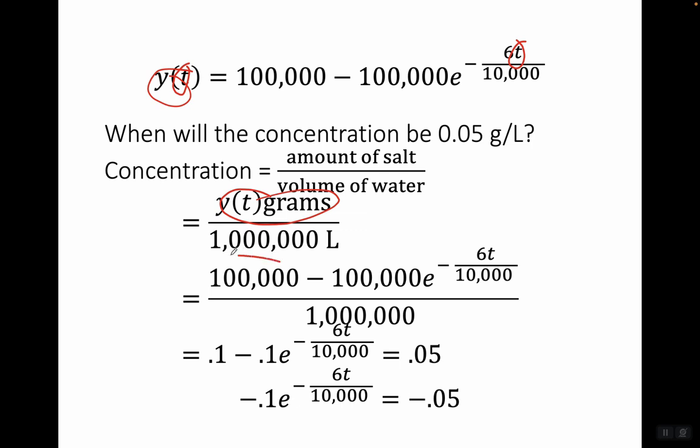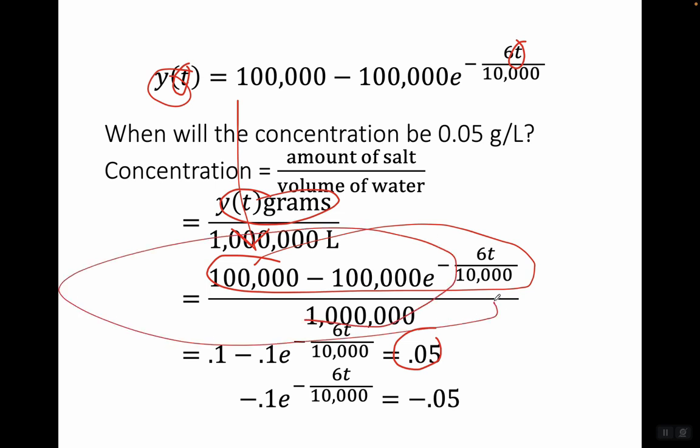Well, we actually know what y of t is. y of t is going to be this expression. We just saw that a moment ago. Okay, so let's plug in some numbers. When you divide by a million, the right side is just 0.1 minus 0.1 e to the negative 60 t over 10,000 equals 0.05. Okay, that's going to be our concentration. So this whole expression is going to be equal to 0.05.